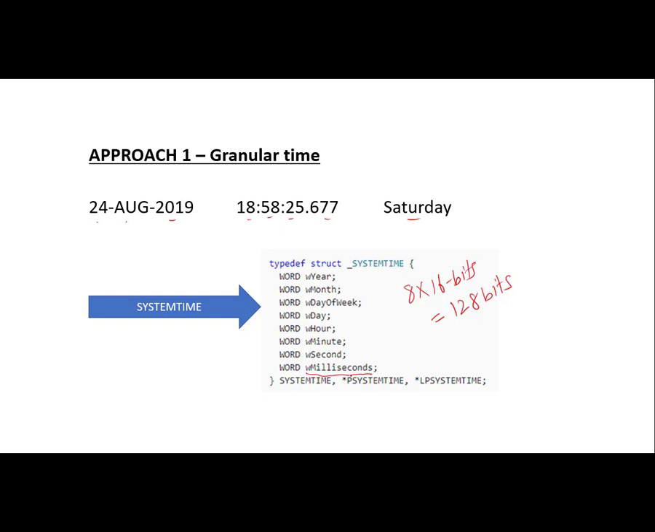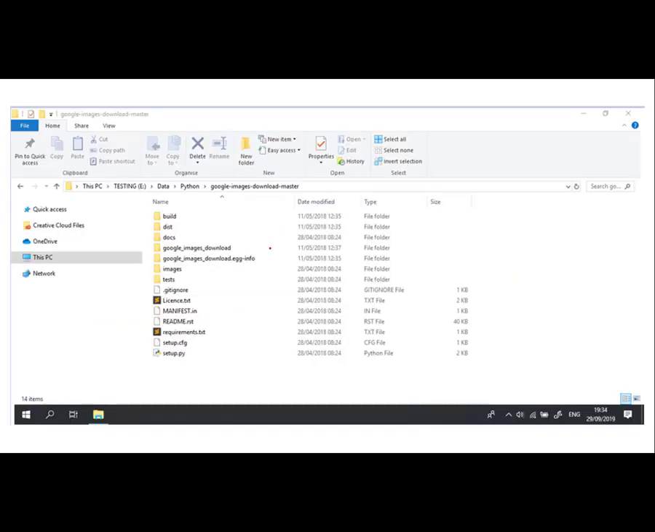You might have seen the system time data structure in many places in the Windows GUI. For example, all these are derived from the system time data structure. One more thing to note is that things like time zone and daylight savings are taken from the registry and applied to the system time before it's being shown to the user.